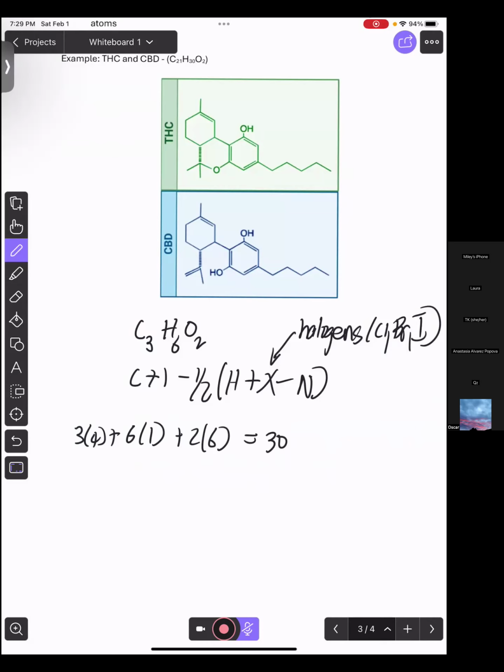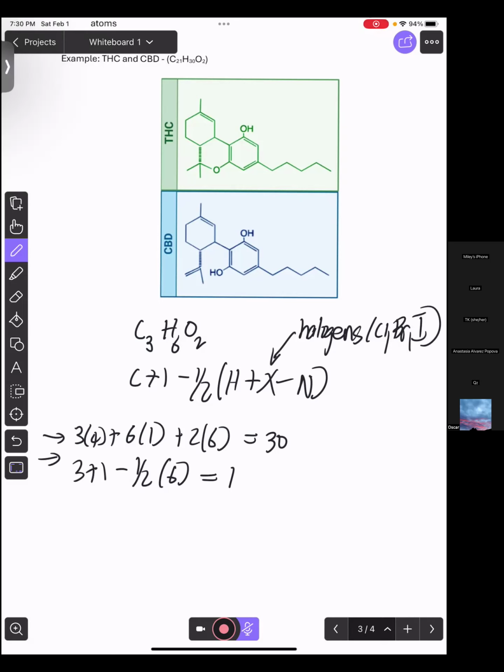All right. Let's calculate our degrees of unsaturation. That would be 3 plus 1 minus half of 6. And that gives us 1. Great. Thank you so much. Now, this is different, right? Now we have 1 degree of unsaturation.